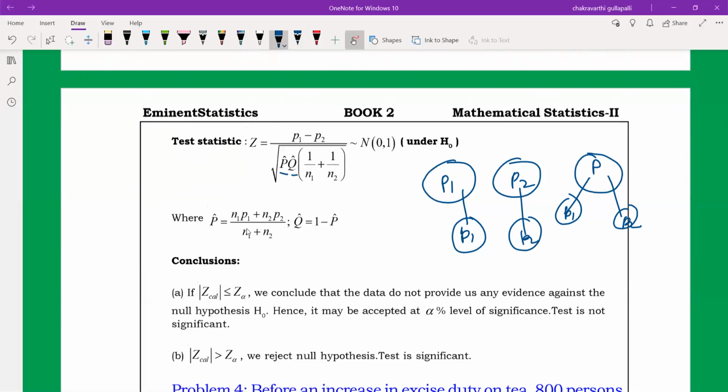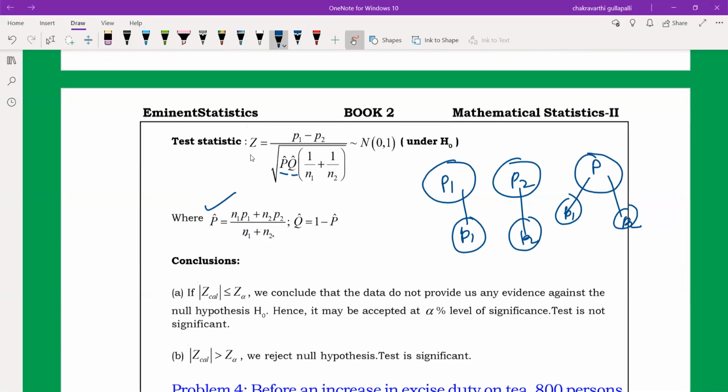So the pooled proportion value: P cap is equal to (n1 p1 plus n2 p2) by (n1 plus n2). This is a very important bit for the regional-wide universities. Capital Q cap is equal to 1 minus P cap. This is called the combined sample proportion, which is also called the pooled proportion value.